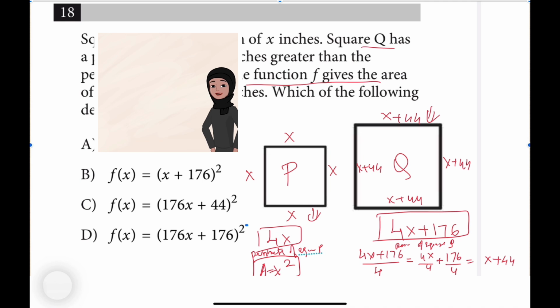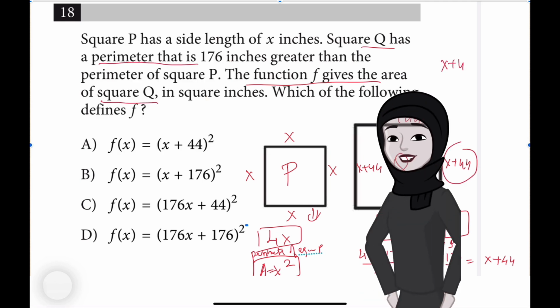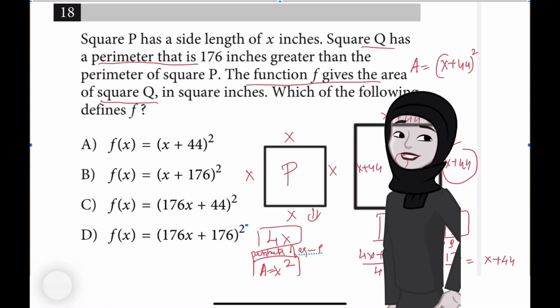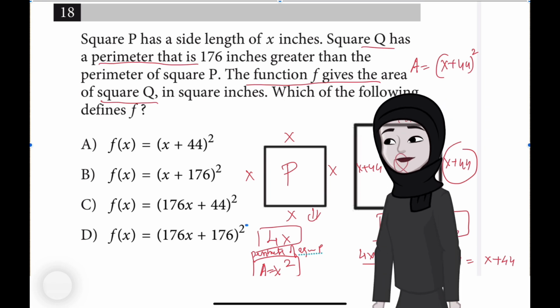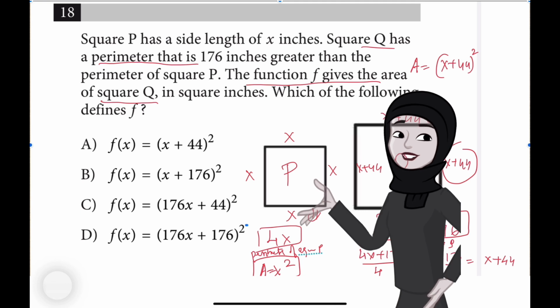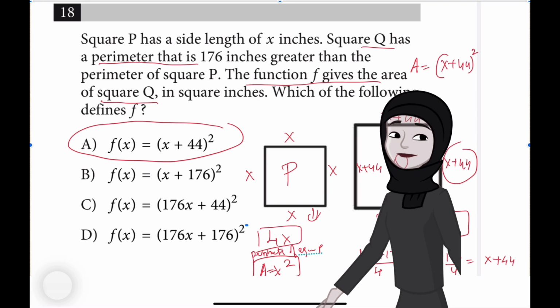Now area, as you know, is side square. So what we can do? We can take this x plus 44 and square it. That gives the area, because the formula for the area of a square is side square. In this case, if each side is x plus 44, the area will be x plus 44 the whole square. That is matching answer choice A. So that is the correct answer.